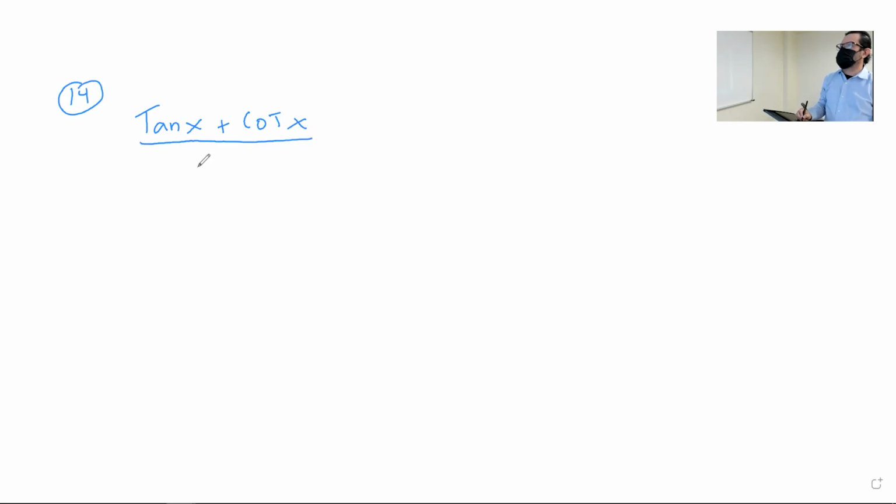So now we're going to do problem 14. Problem 14 says, I've got them written down here with my writing, so if I don't write anything correctly, let me know. It's tangent of x plus cotangent of x divided by cosecant of x, right? And again, what we're trying to do is simplify these.